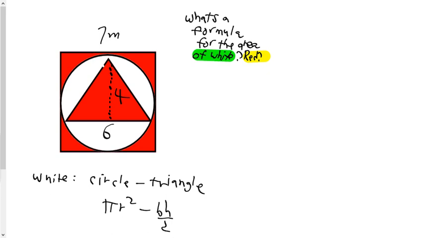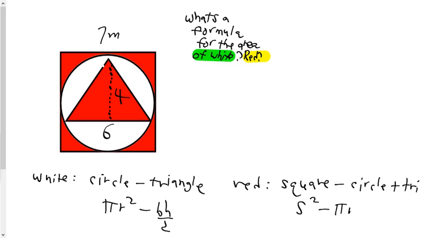For your red, now we do have the square. Take away the circle of white plus a triangle. That's how much red is there. It's a square, but it's not all of the square's area because the circle has been taken away from it, but the triangle has been added. So therefore, our formula will be side squared minus pi r squared plus base times height divided by 2. Those are our formulas.